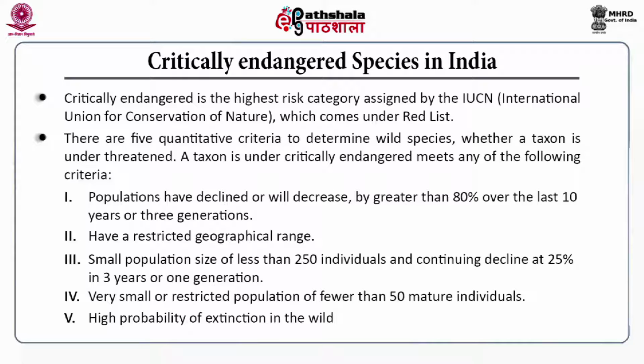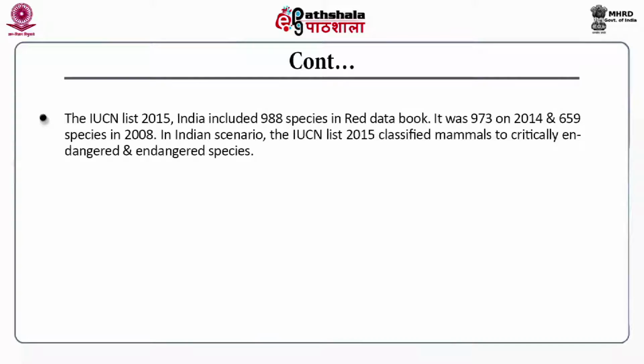According to the IUCN list 2015, India included 988 species in the red data book. It was 973 in 2014 and 659 species in 2008. Students, you can see that the number is increasing year after year. In the Indian scenario, the IUCN list 2015 classified mammals as critically endangered species.